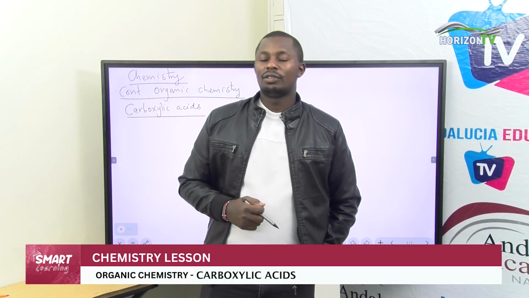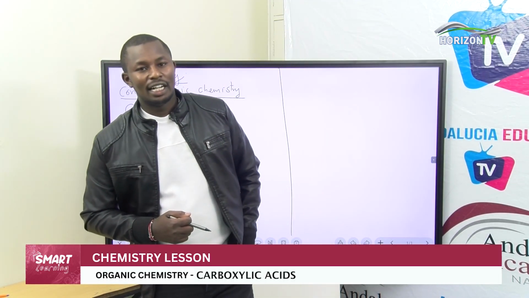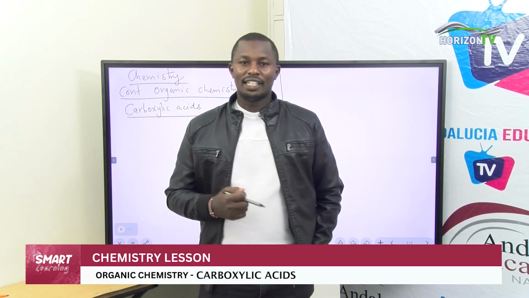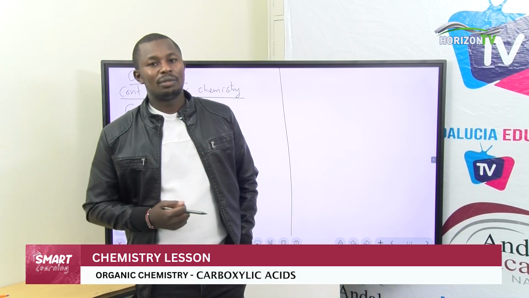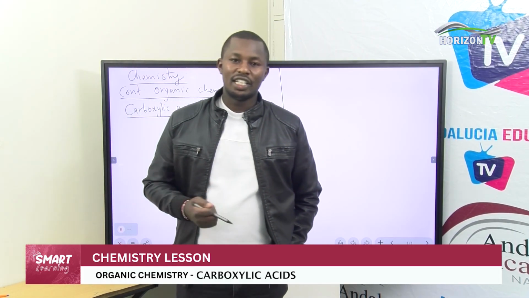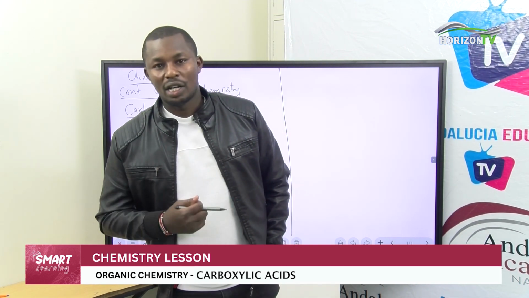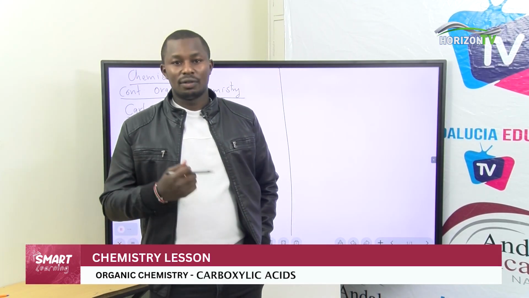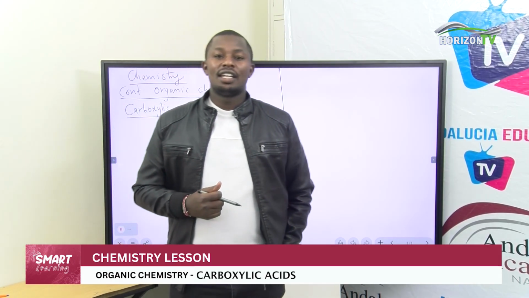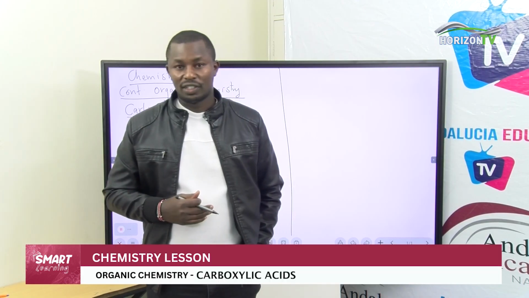We are still on the chapter of organic chemistry, and as we saw earlier, organic chemistry is a wide chapter. We started with crude oil, hydrocarbons, alkanes, alkenes, and alcohols, and now we are on carboxylic acids. I'll discuss the properties of carboxylic acids, their nomenclature as a displayed formula, and also the chemical properties of carboxylic acids.